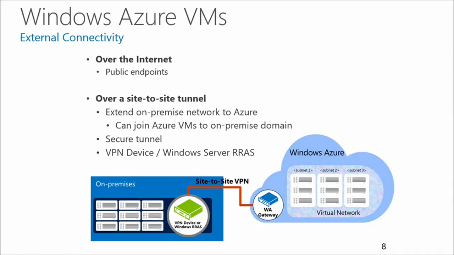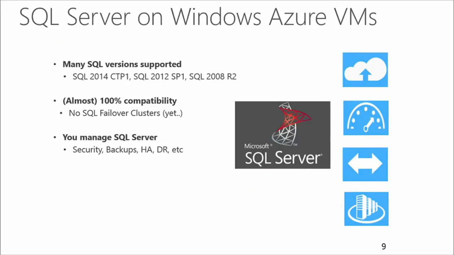Okay. This is what we're showing here. So you can have your on-premise environment, right? The way this works is you either configure a VPN device, like your Cisco router, etc., or you can configure Windows Remote Access Services in Windows Server, and you can have a software-based site-to-site tunnel between your on-premise environment and Windows Azure. And on the Windows Azure side, we have a gateway that basically establishes the secure connection. Right. So we're talking about SQL Server in Windows Azure VMs.